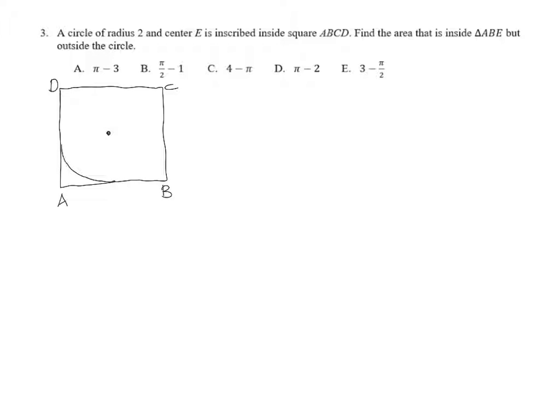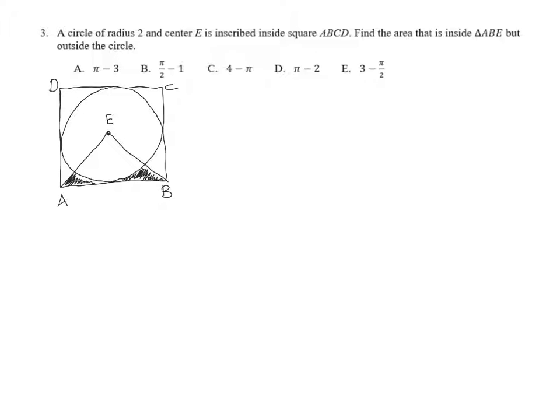Inscribed means it's inside the square, but it's touching the edges in such a way that it couldn't get any bigger. And the way that that has to work is that the center E has to also be in the center of the square. Now what we want to do is find the area inside triangle ABE, which is this triangle, but outside of the circle. That's going to correspond to these little parts down here, because we're looking inside the triangle, but we're not counting the part that's inside the circle.